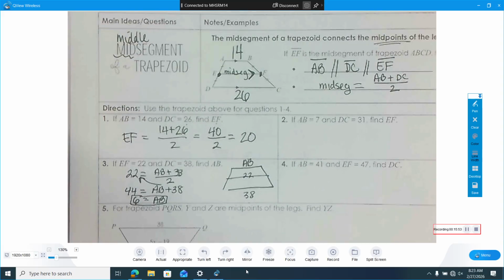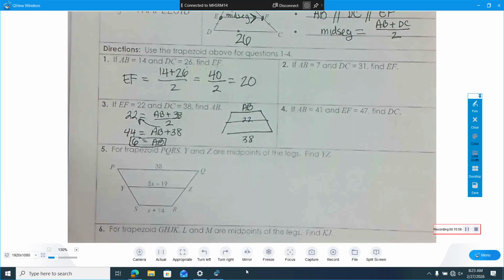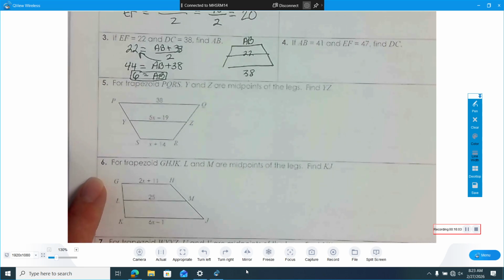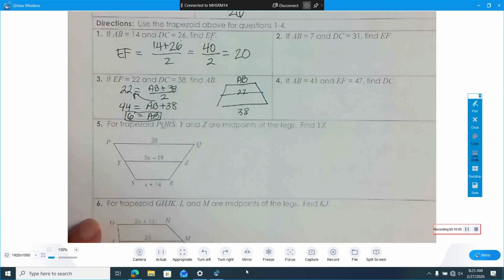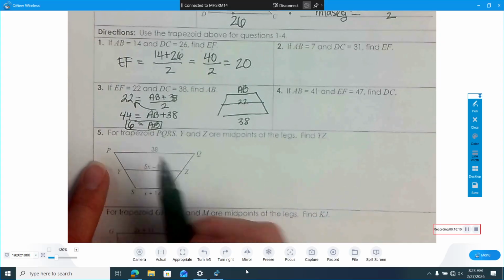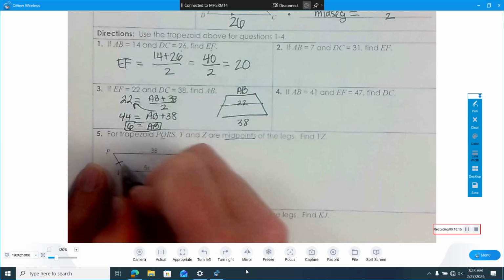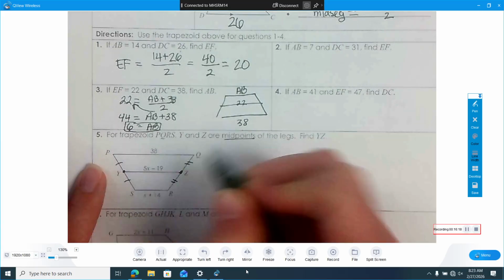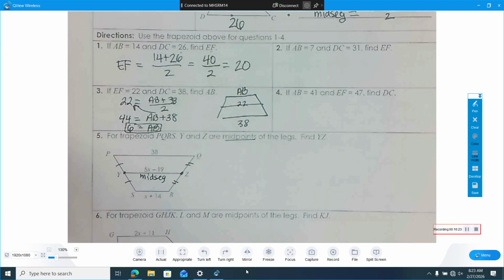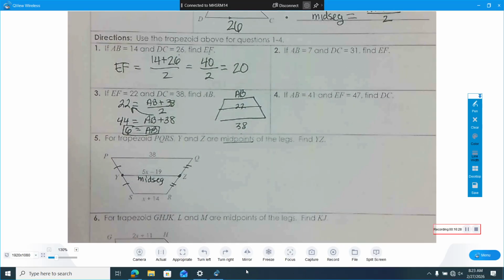One more here. Let's see. I like number 5. Let's do number 5. For trapezoid PQRS, Y and Z are midpoints. So I have midpoints, meaning this is a mid-segment. It is in the middle. And we want to find the length of YZ. Well, maybe, but what's our setup here going to be?